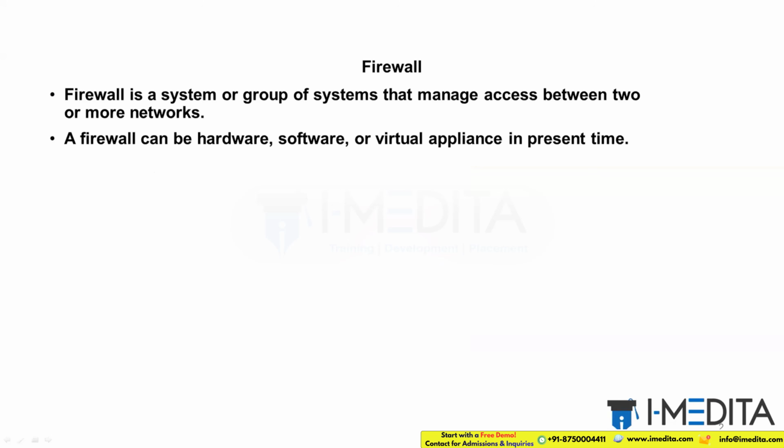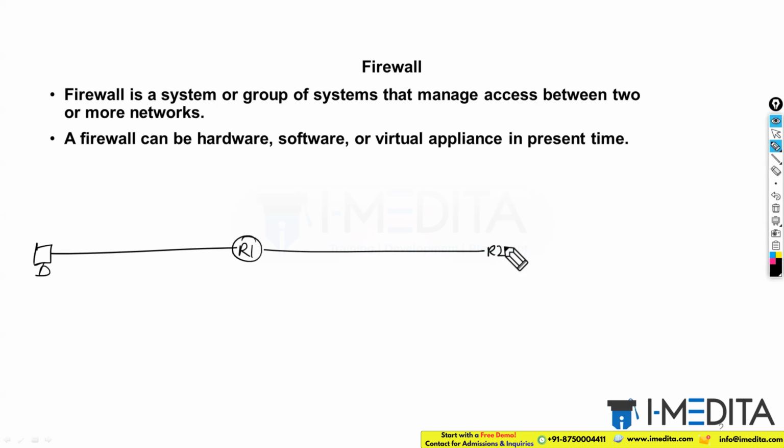Now let's start here. So what is a firewall? First of all, let's understand it with the help of a diagram. We have a PC connected with a router via a switch. The router is connected with another router, and that router is connected with its LAN, like PC2.